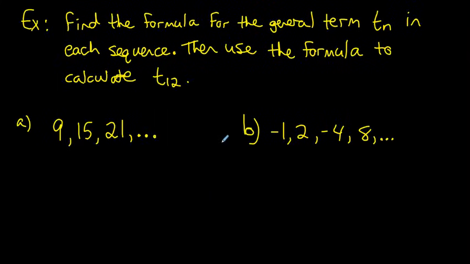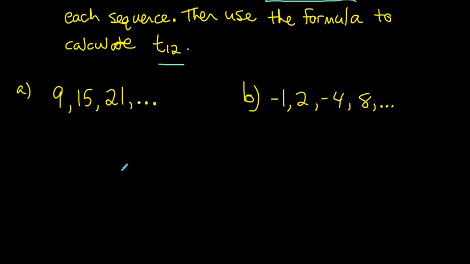Let's look at what the questions look like. I've given you two sequences. Let's determine whether each is arithmetic or geometric, then write a formula for the general term in the sequence, a formula that could be used to find any term, and then use that formula to find the 12th term. First of all, between terms here, there's a common difference. To get from term to term, you just add 6.